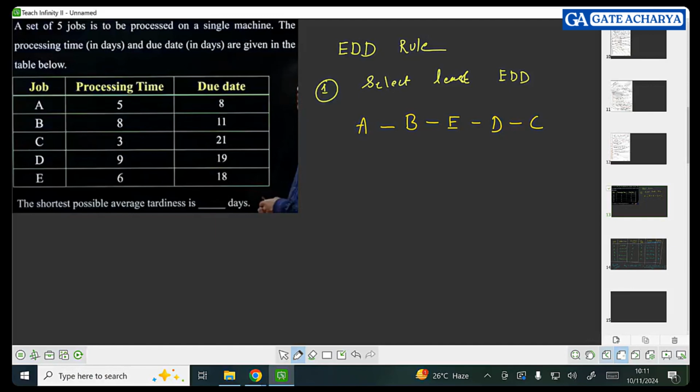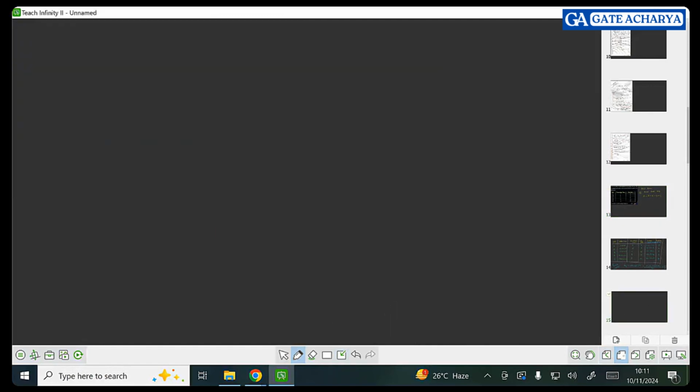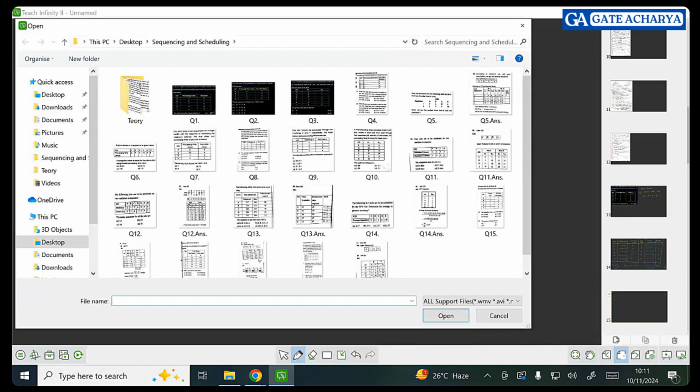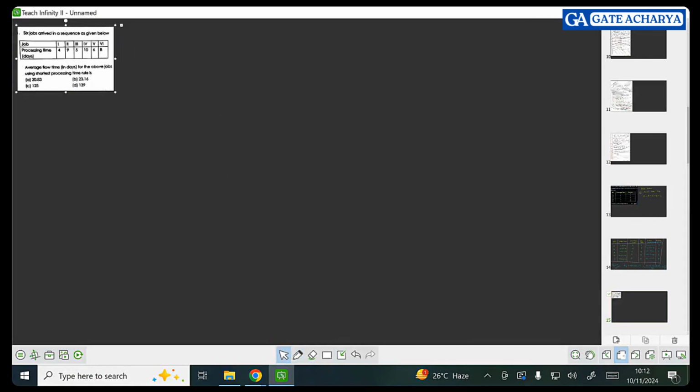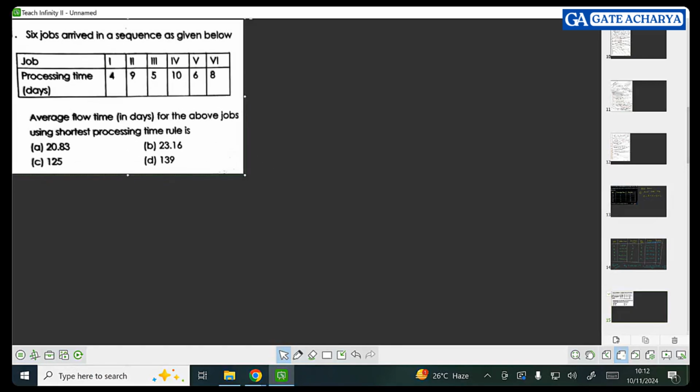I told you some, no? Right. Now, you saw this SPT rule. Try to solve.